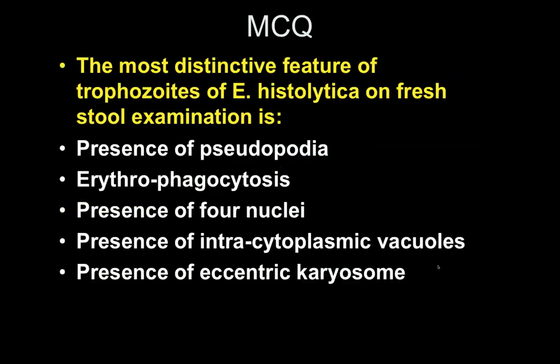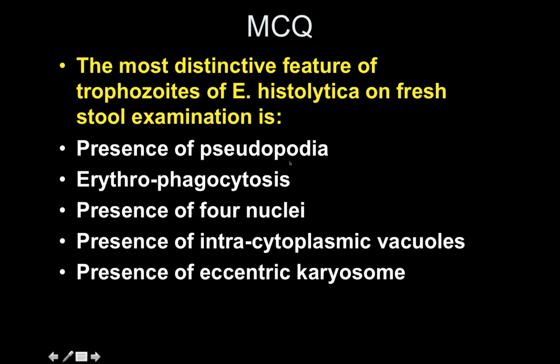Now, the MCQ related to this part is given here. The most distinctive feature of the trophozoite of Entamoeba histolytica in a fresh stool specimen is... Now, whenever you start doing your MCQs, you have to go by the exclusion criteria. You have to read all the options, exclude the options which do not fit the criteria, and then pick the best one. This is the one best type.